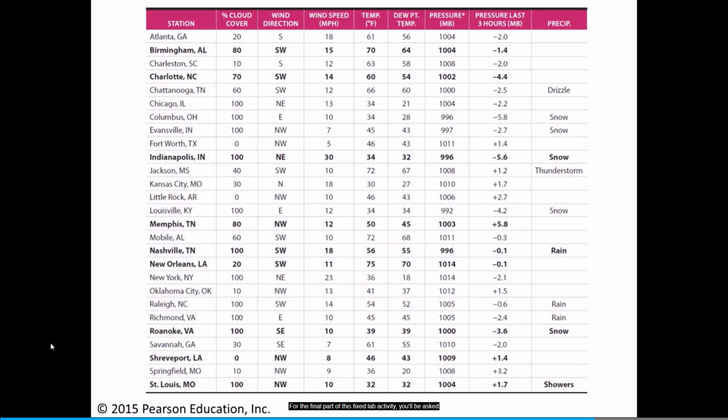For the final part of this week's lab activity, you'll be asked to take some weather data that's provided in this table for several different weather stations. So you're going to be given information about where the weather station is, the percentage of cloud cover, the wind direction, the wind speed, the temperature, the dew point temperature, the air pressure, and then the change in air pressure, as well as any precipitation that may have been happening at that site.